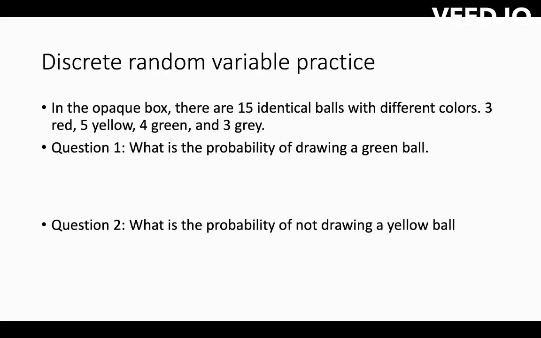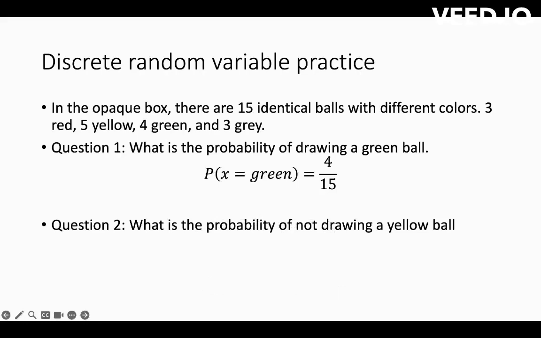Then discrete random variable practice. So this is an example of a problem that you will need to use a discrete random variable. In the opaque box, there are 15 identical balls with different colors. 3 red, 5 yellow, 4 green, and 3 gray. Question 1. What is the probability of drawing a green ball? The probability of drawing a green ball will be 4 over 15.